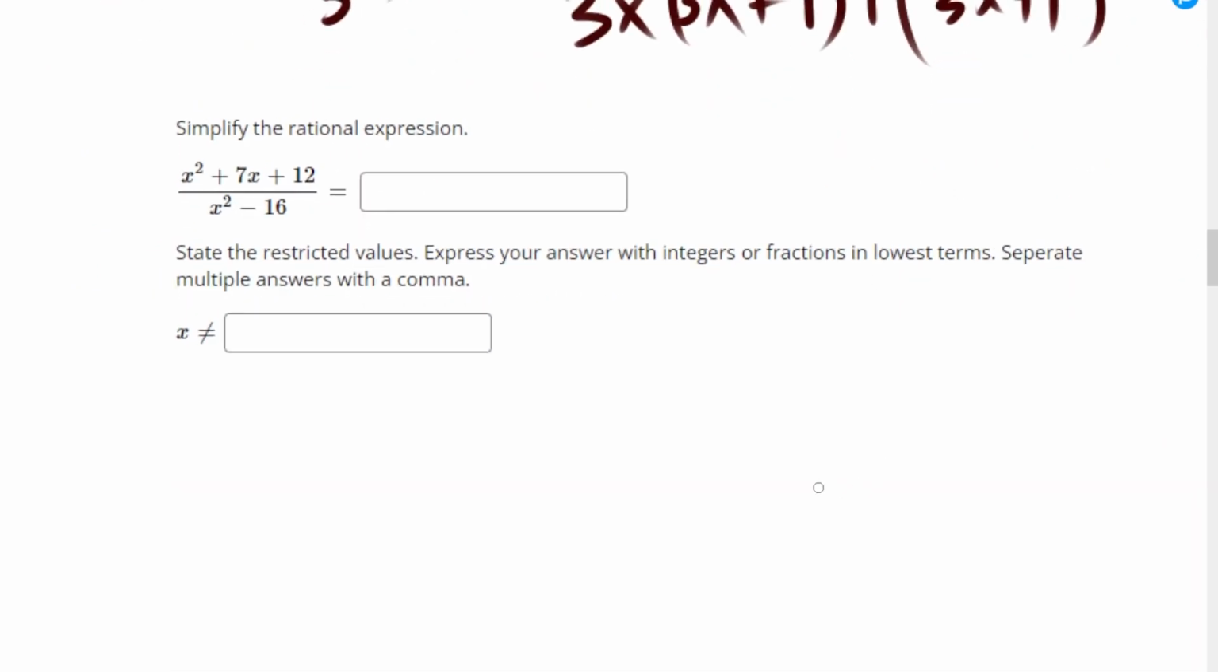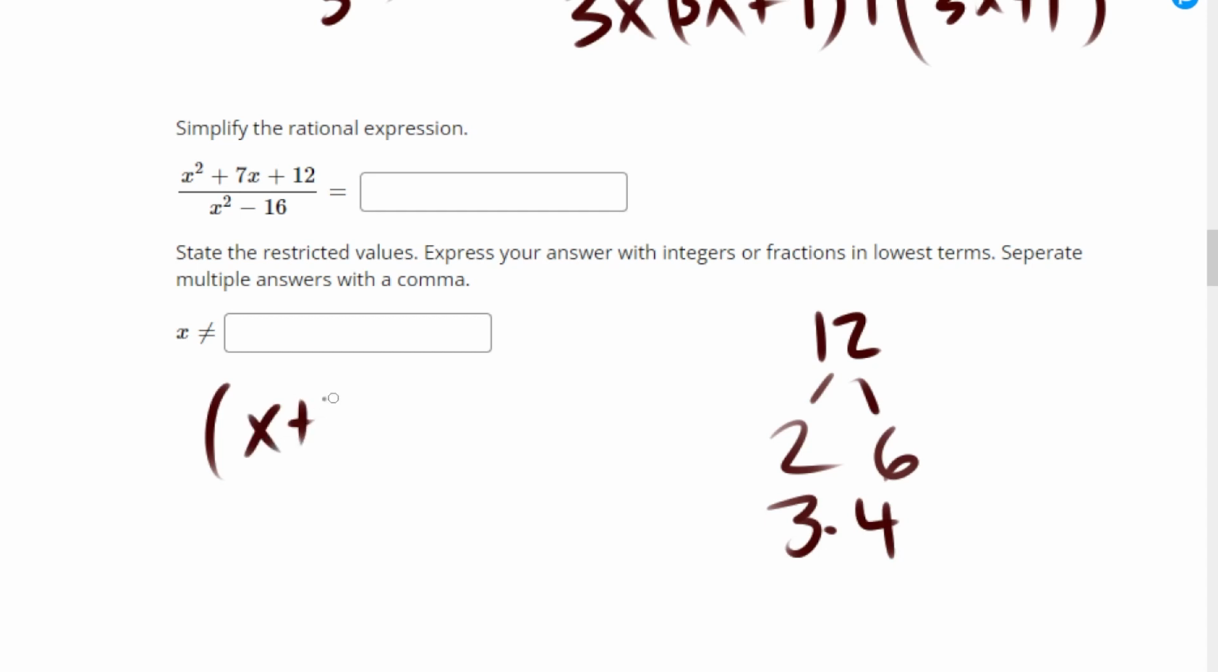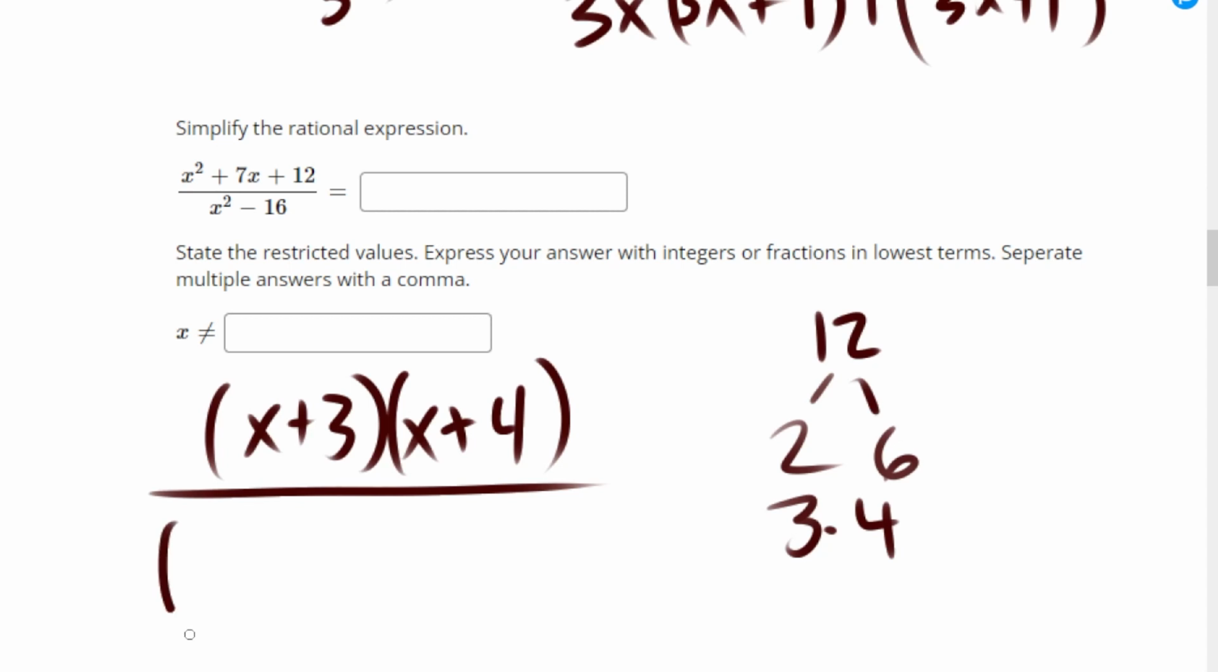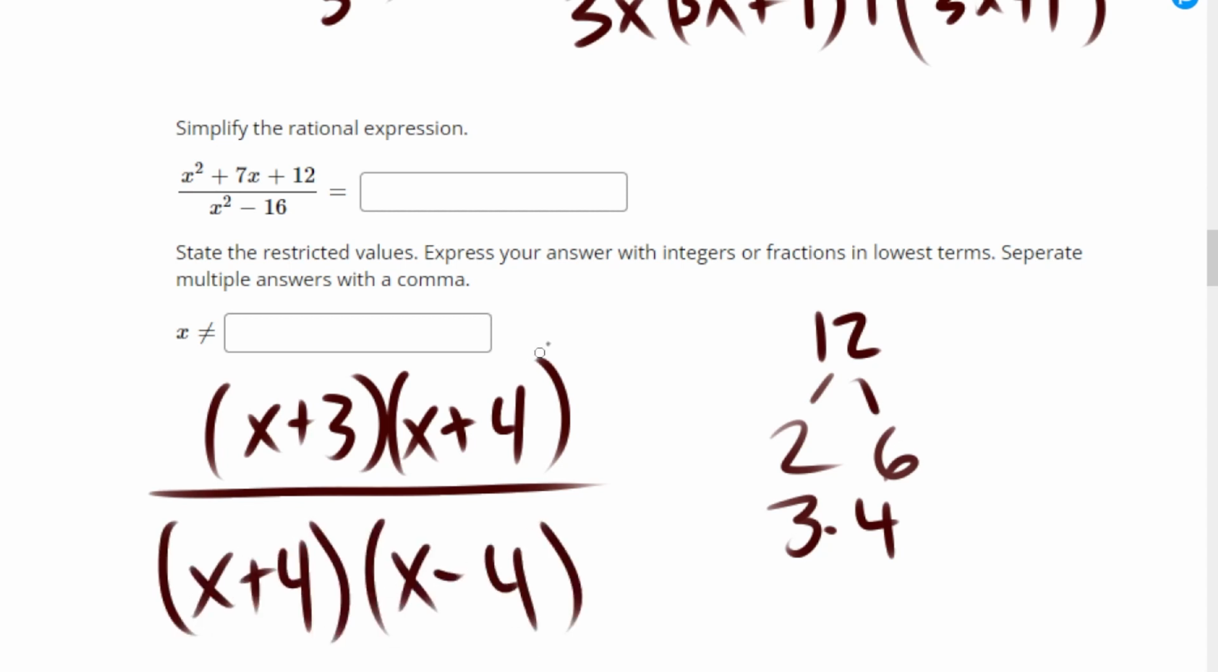Simplify the rational expression. We're going to do some more factoring. So I'll do the AC method for the top, which is going to be 1 times 12, which is 12. We want 2 and 6, no, 3 and 4, that works. So we'll do hippo butts for this. The top is going to be x plus 3, x plus 4, and our bottom looks like a perfect square to me, so we're going to do x plus 4 and x minus 4. So we can cross these out, and that leaves us with x plus 3 over x minus 4.